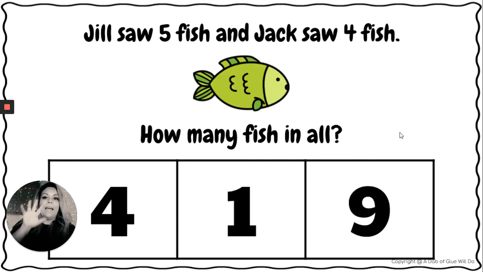Jill saw 5 fish and Jack saw 4 fish. How many fish in all? Count the fast way. 5, 6, 7, 8, 9. There were 9 fish total. Say the statement starting with 5. 5 plus 4 equals 9. Write it.